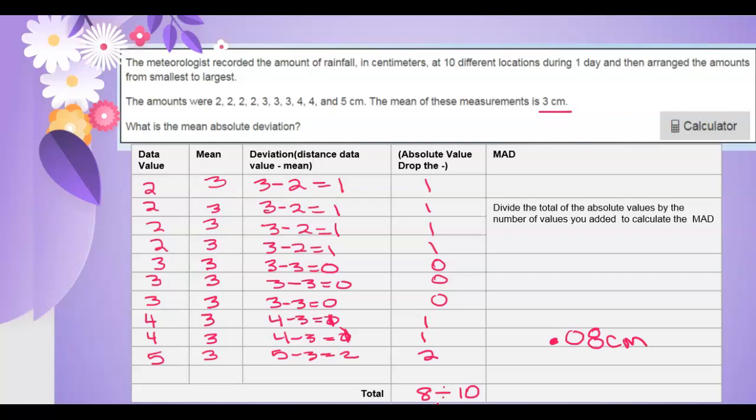Okay, so the expected value of the rain is going to be very predictable. 0.8 is a pretty low mean absolute deviation.